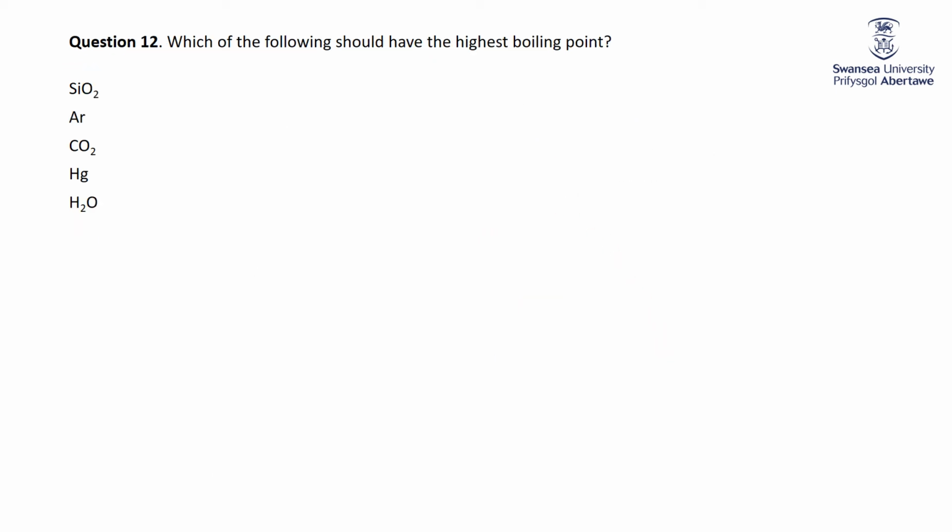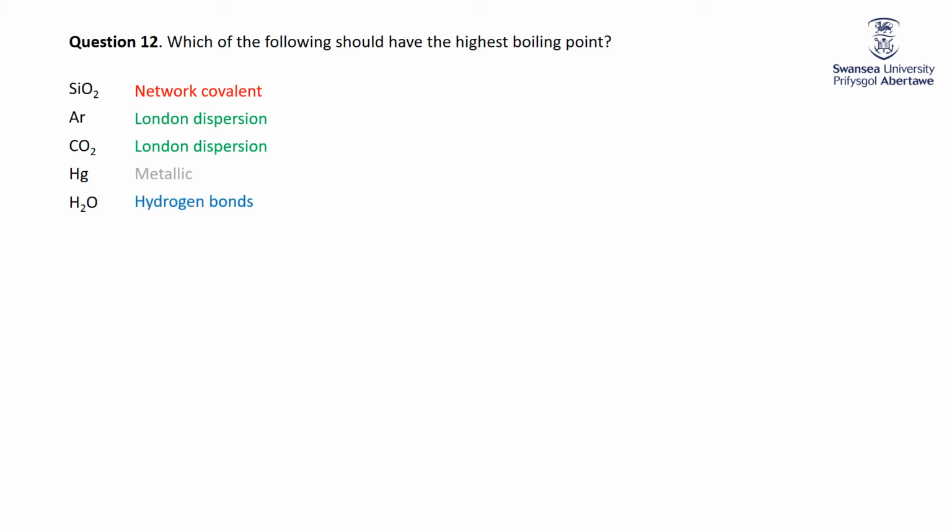So which of the following should have the highest boiling point? Well, what we do here is look first of all at the intermolecular forces. Silicon dioxide, you need to know, is network covalent along with diamond and graphite. Argon is an atom, so cannot be anything but nonpolar, so London dispersion, Van der Waals field. CO2, of course, nonpolar molecule, so London dispersion. Mercury is a metal, so it has metallic bonds.